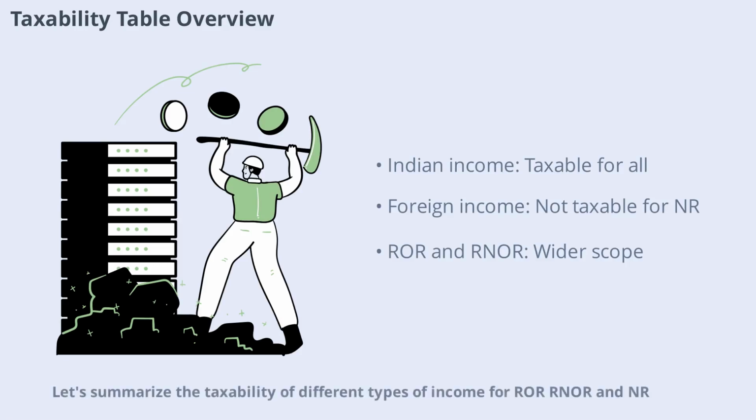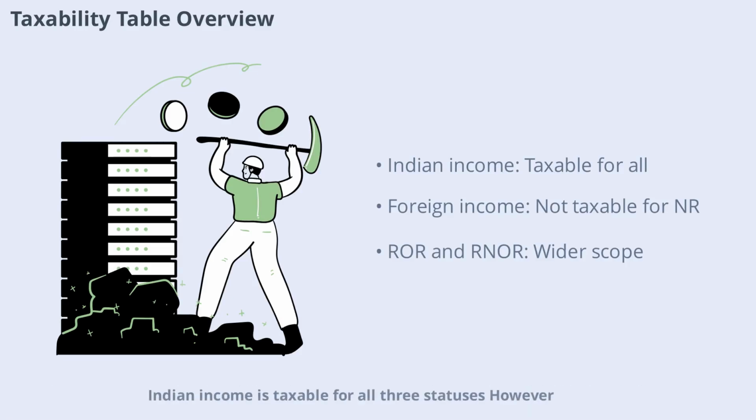Let's summarize the taxability of different types of income for ROR, RNOR, and NR. Indian income is taxable for all three statuses. However, foreign income is taxable only for ROR and RNOR but not for NR. This table helps clarify which incomes are subject to Indian tax based on residency.